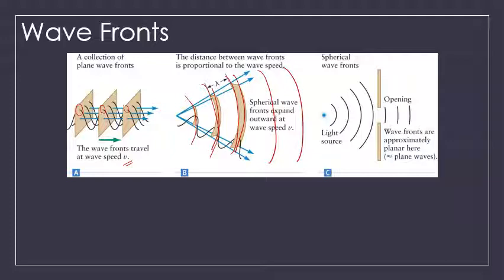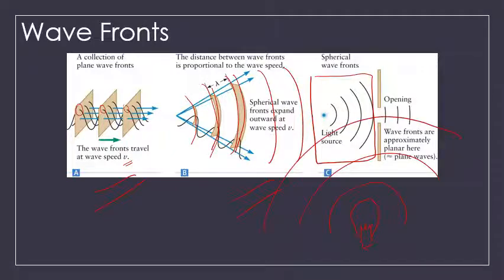And so when we're looking at spherical waves, like in part C here, now we've got this opening, and we've essentially selected out some plane waves from a spherical source. A light bulb is going to give us spherical waves as it moves out. But if we open up a small opening, the waves that go through it are pretty much going to be planar type waves.